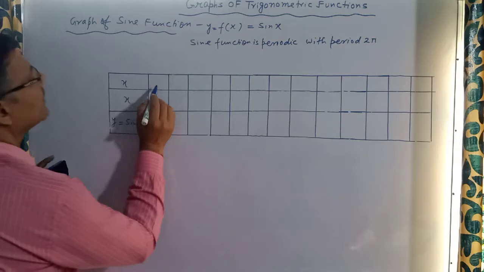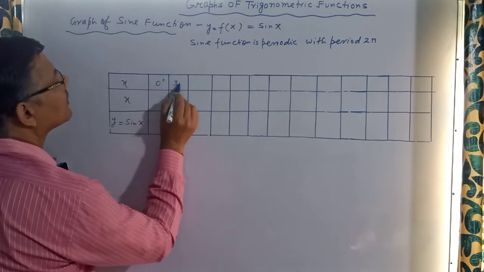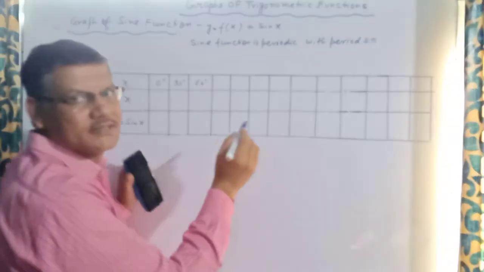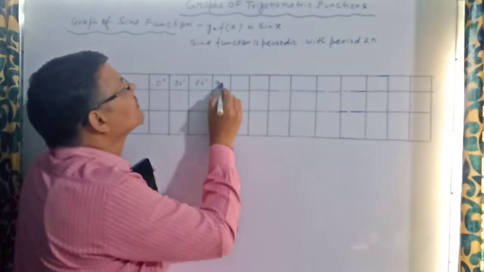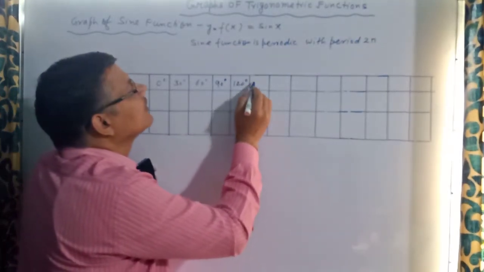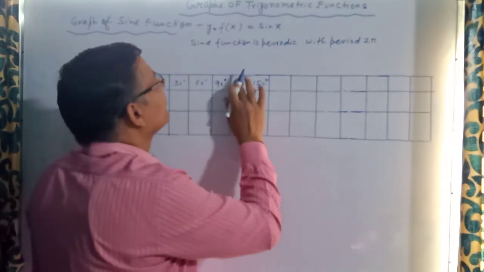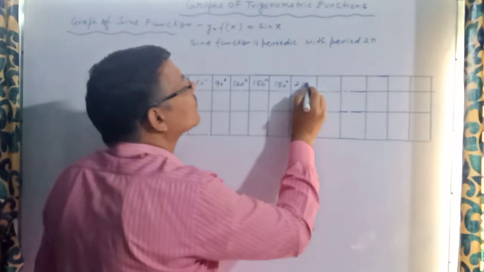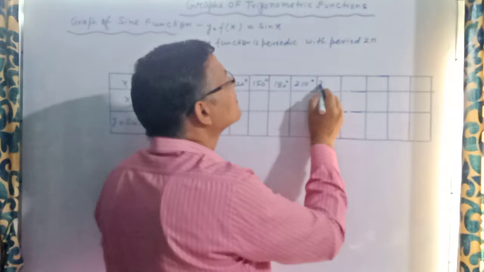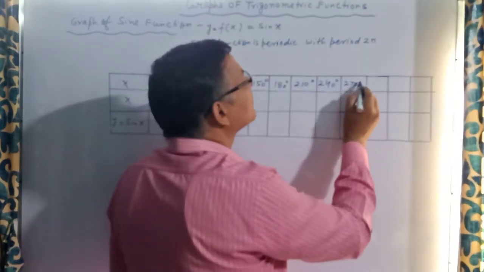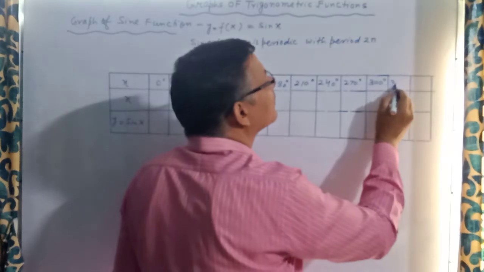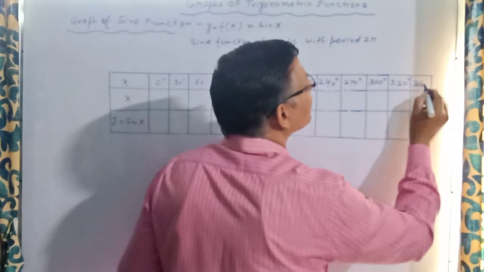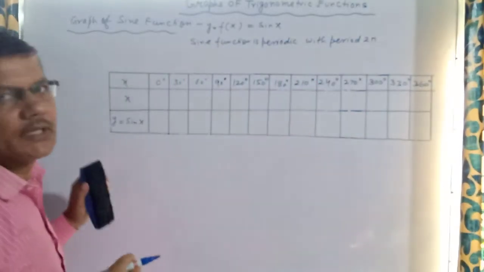So for angles in degree, I take here 0, then 30, then 60. I am not taking 45 here to make it easy, since it is from 0 to 360. So that is 90 degree, 120 degree, 150 degree. After 150, guess 180, then plus 30. So it is 240 degree, 270, 300, 330, and finally 360.